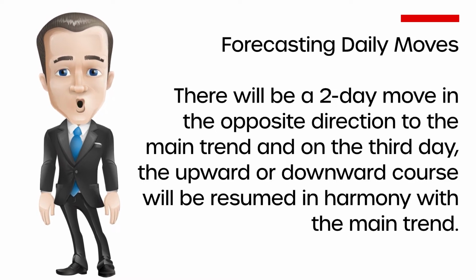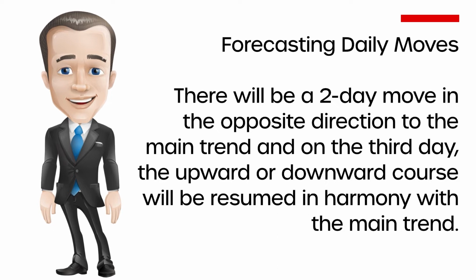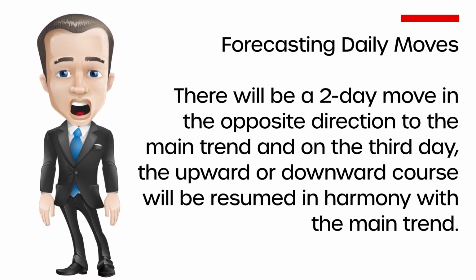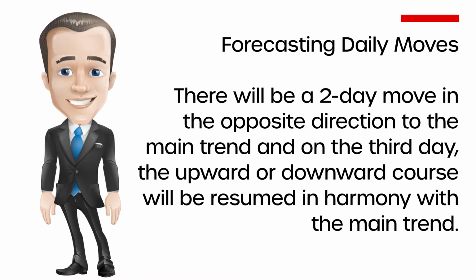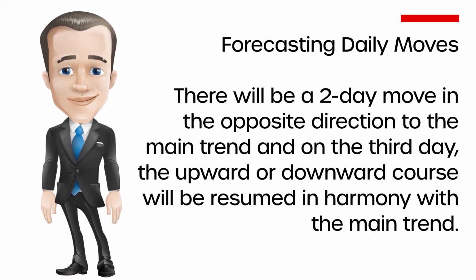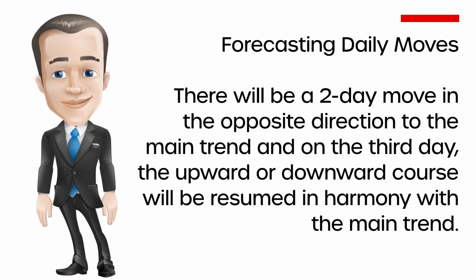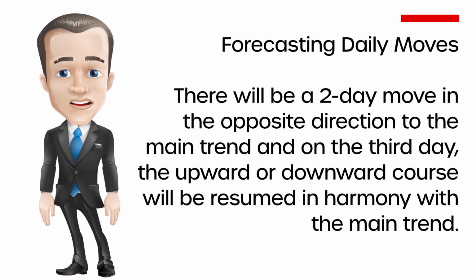The daily movement gives the first minor change and conforms to the rules. In a fast market, there will be a 2-day move in the opposite direction to the main trend, and on the third day, the upward or downward course will be resumed in harmony with the main trend. The market goes upwards or downwards or straight.